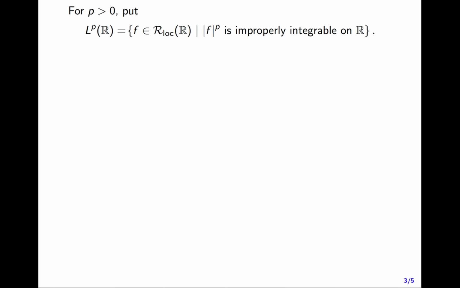And now we'll introduce another function space into our collection. I'll take a number p greater than 0, and I'll put LP on R as the set of all locally integrable functions on R, such that the modulus of f raised to the power p is improperly integrable on R. We are going to use this function space a lot, so maybe hit pause and make sure you've chased through its definition. And we're back. So f is in LP on R if and only if the improper integral from minus infinity to infinity of the modulus of f of x raised to the power p converges.